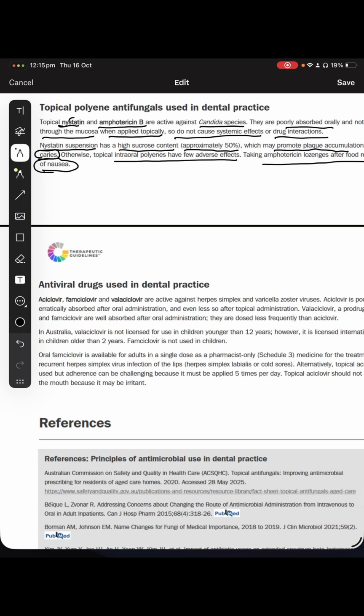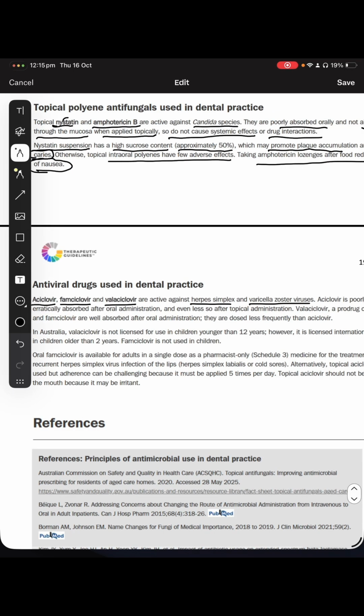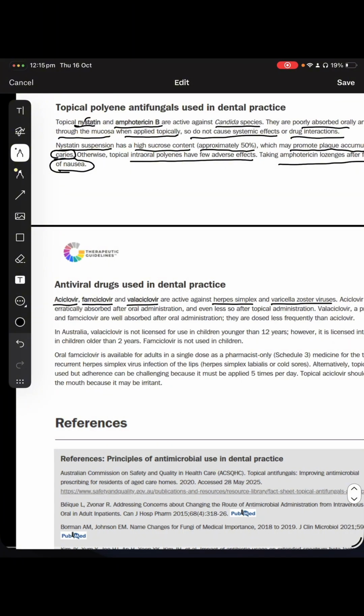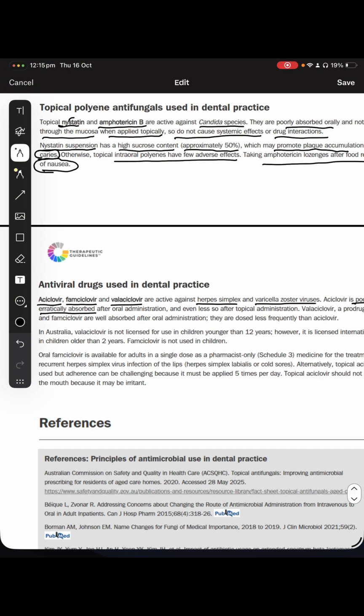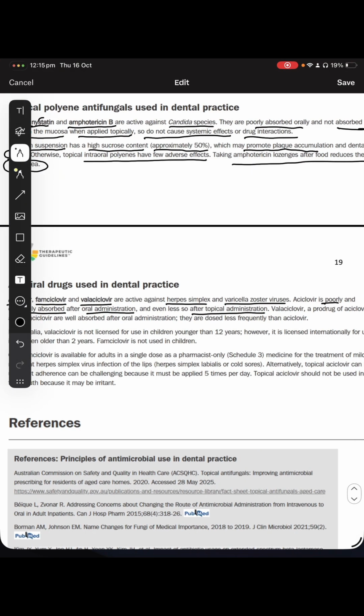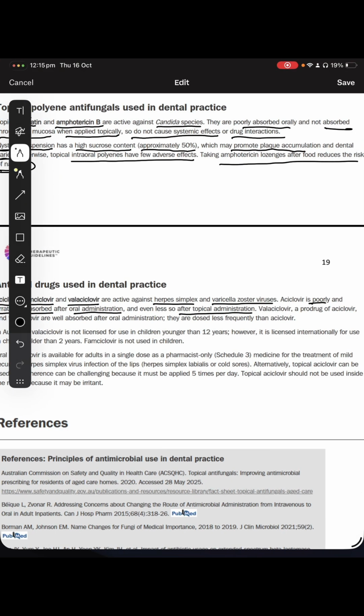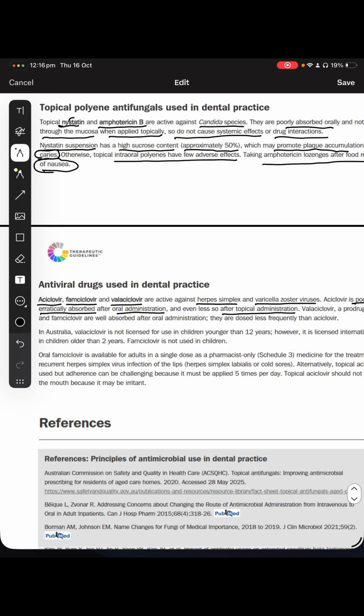Antiviral drugs used in dental practice: acyclovir, famciclovir, and valacyclovir. They are active against herpes simplex and varicella zoster viruses. Acyclovir is poorly and erratically absorbed after oral administration and even less so after topical administration. Valacyclovir, a prodrug of acyclovir, and famciclovir are well absorbed after oral administration, and they are dosed less frequently than acyclovir.